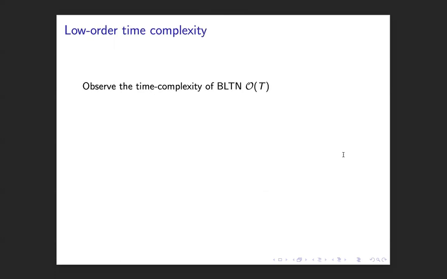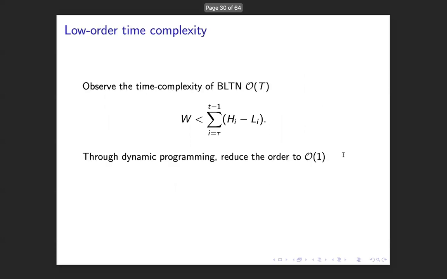We observe that the time complexity of BLTN usually is of the order of T. It's a very high order time complexity because this comparison needs to be made for a range of tau. However, through dynamic programming, we can reduce the order to order 1.